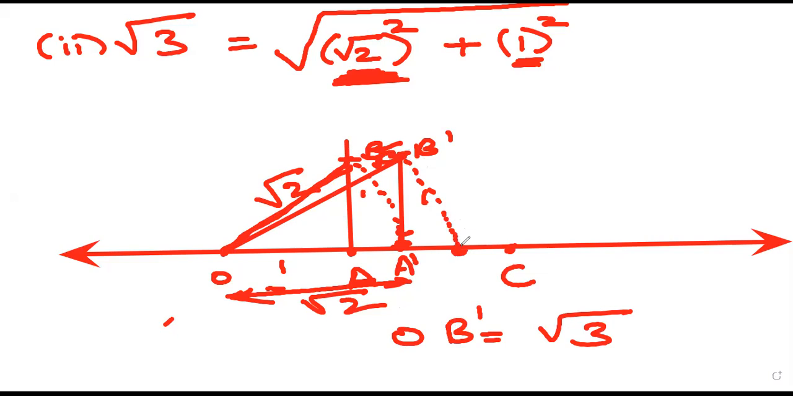So now, children, this point, you can name it. This point is your root 3. So let's give any name. Let's give it D. So children, OD is actually going to represent your root 3. I hope, children, you are clear with this. Please remember this thing. This is very important.